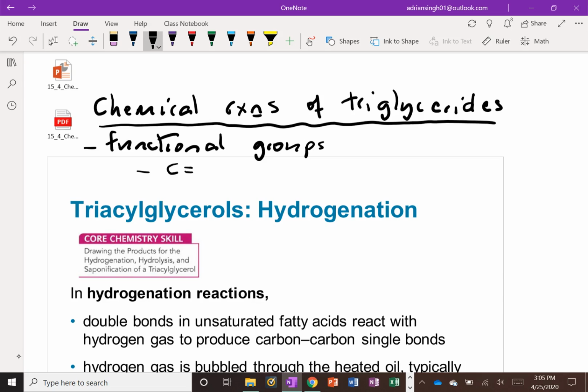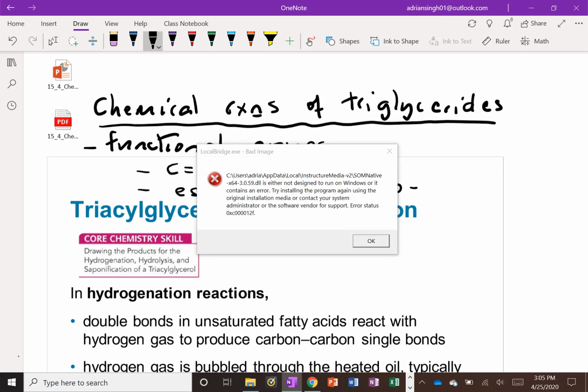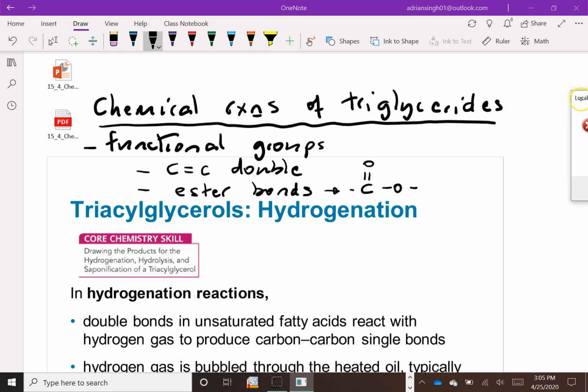We had our carbon-carbon double bond that we've seen with our unsaturated fatty acids. And then we're also going to see our ester bonds, which have that C double bond O. So we have looked at reactions of alkenes, which have carbon-carbon double bonds, previously in chapter 11. And in the previous chapter, we looked at the reactions that the esters will undergo. Now we're going to see those same reactions in our triglycerides.